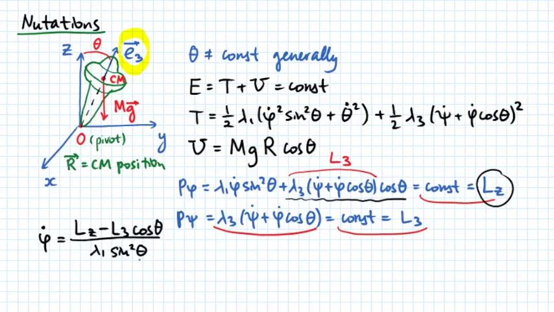Also, we know that this parenthesis here is nothing other than omega 3, which is also a constant, which of course is L3 divided by lambda 3. We will use this expression to find the last term in the kinetic energy, because this is nothing other than omega 3 squared, as you can see.